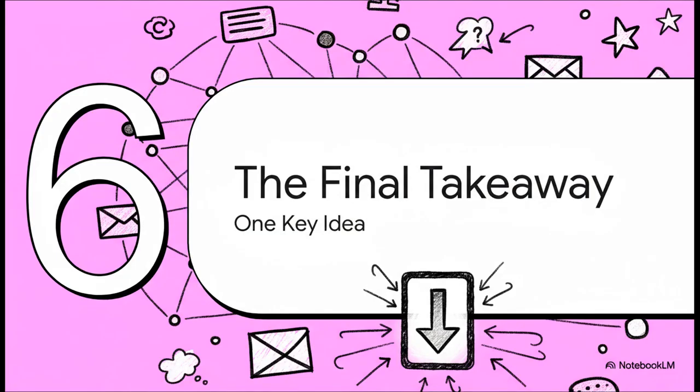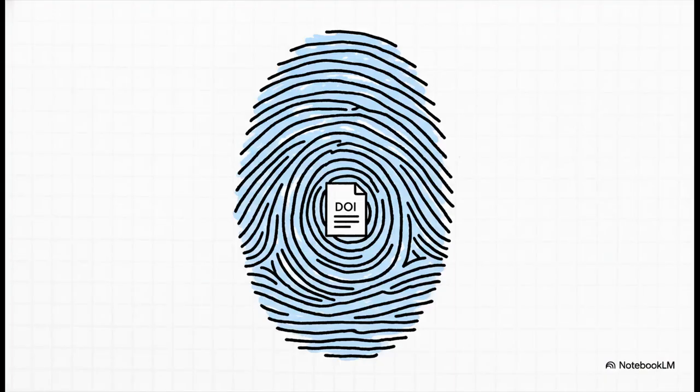So after all that, what is the one thing you should really remember about the digital object identifier? Let's boil it all down to a single powerful idea. This is it, right here. The best way to think about a DOI is as a fingerprint. It is unique to one specific piece of content, and it will never, ever change. It is simply the most reliable way we have to identify and find a specific piece of information online.